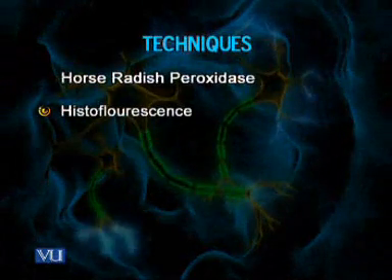Terminal buttons are these. Every time a cell talks to another cell, it talks through the terminals. So the terminal buttons, the synapses, it stains them too. The single cells then stain and they glow and fluoresce under certain wavelengths. So this is called histofluorescence. Very interesting. And this technique was developed by Falk and Hillarp in the 1960s, Swedish researchers.